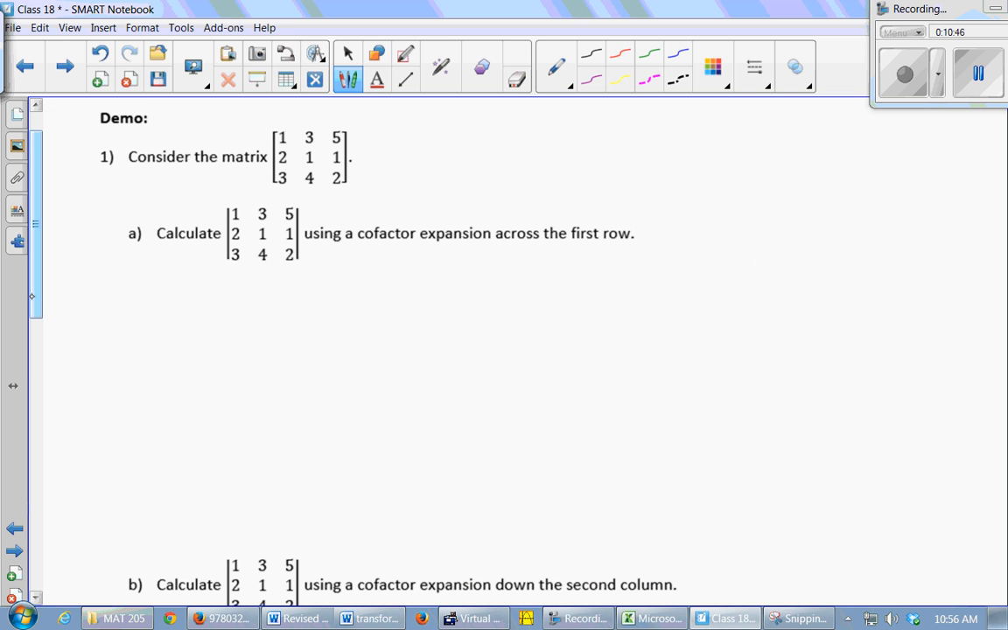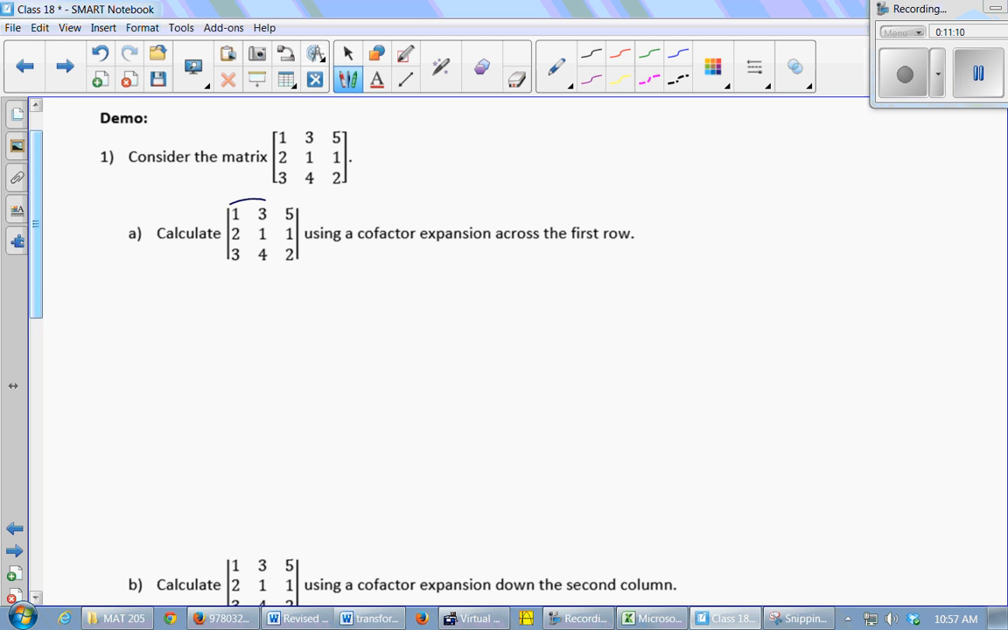Okay, so here's an example. I've got a 3 by 3 matrix. I want to calculate the determinant. I know that this is the determinant because I don't have these little brackety guys on here. It's just 2 vertical lines. So this says calculate the determinant of that matrix using a cofactor expansion across the first row.